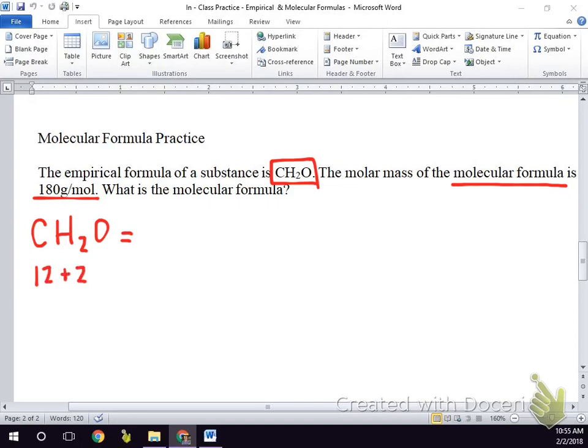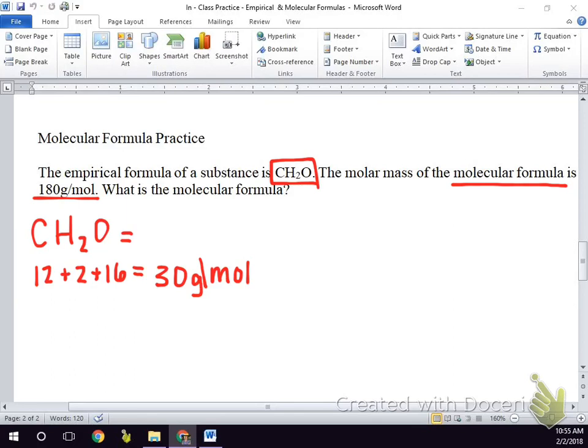Carbon is 12 plus 2 hydrogens plus 16 for oxygen gives us about 30 grams per mole. Agreed? Okay. You will always take the larger divided by the smaller, right? The molecular molar mass will either be larger than or equal to our empirical formula molar mass, right? It will never be different.